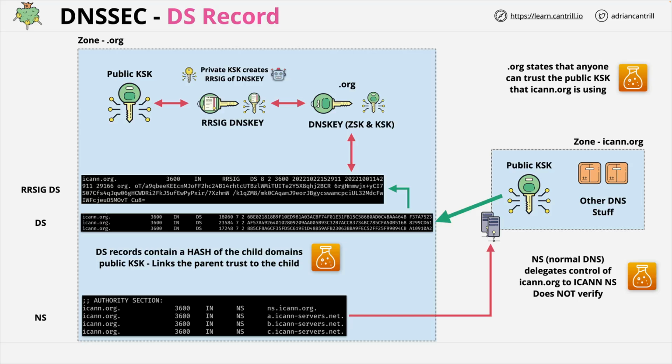And how do we trust this? In the same way that the child ICANN.org zone was trusted by the .org zone. Trust is given from the parent zone, which in this case is the root zone. This is the process how a parent zone trusts a child via the DS record set, which contains a hash of the child zone's key signing key.